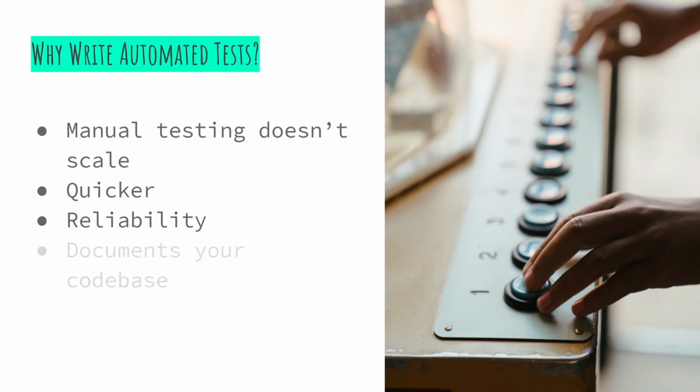And 4, automated tests as a side effect document your code base. When you are looking at someone else's code, you can bring up the unit test for a particular class and read those. Good tests will read very well. They will have very descriptive names, and just by glancing through those, you will have a good idea of what that code is doing.